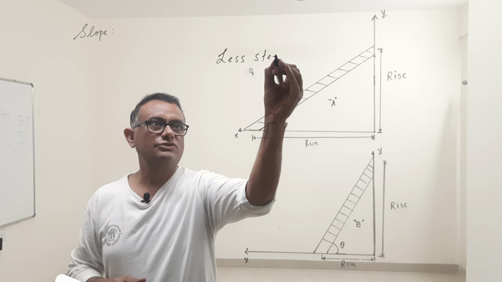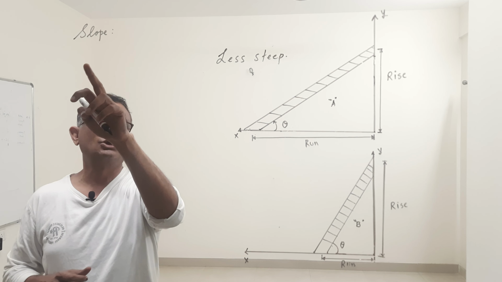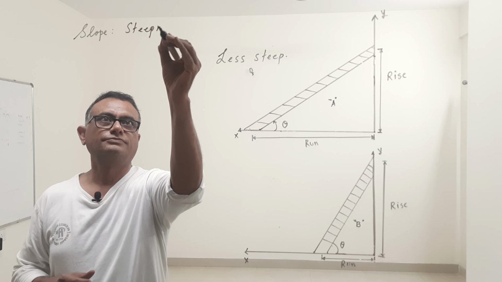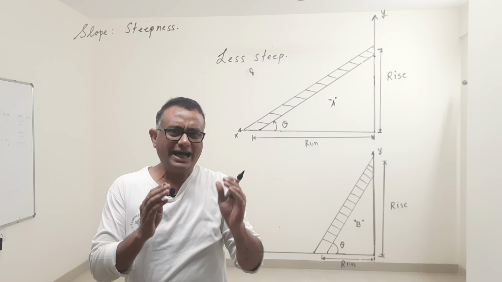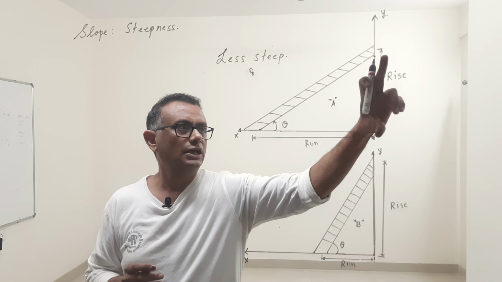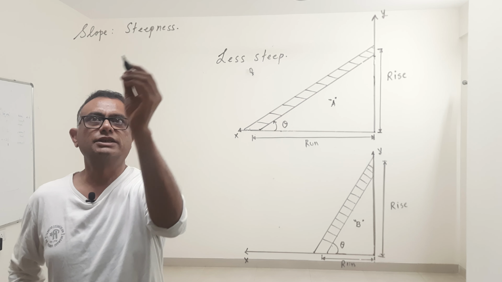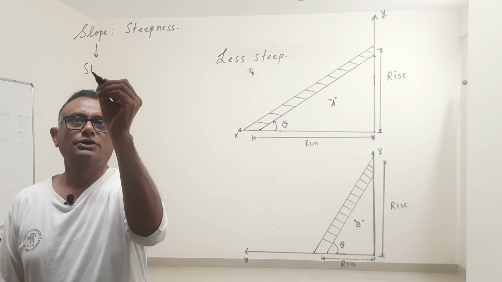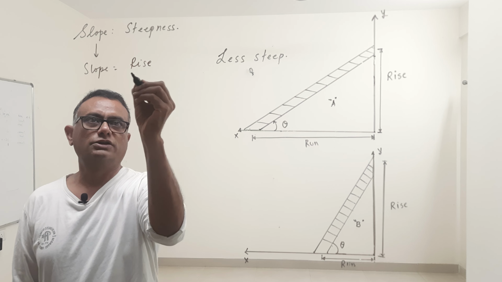This steepness which you are talking about, as you would have guessed, is related to slope. So slope is nothing but a measure of this steepness. How do we actually put a number around this? If you look at it, this rise and run have a role to play. This steepness or slope is a measure of the rise over the run.